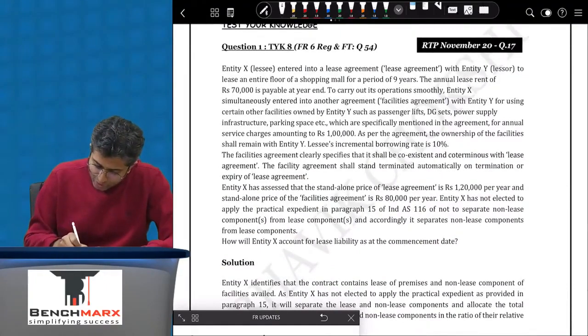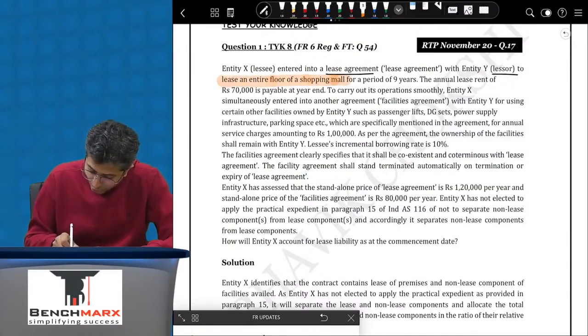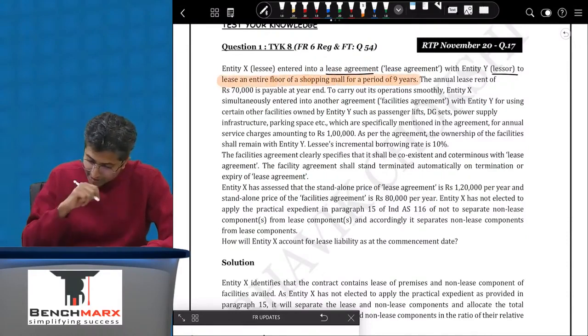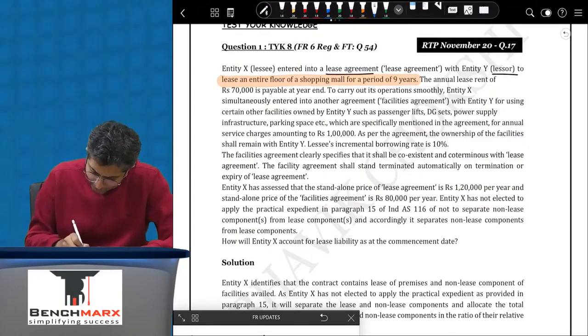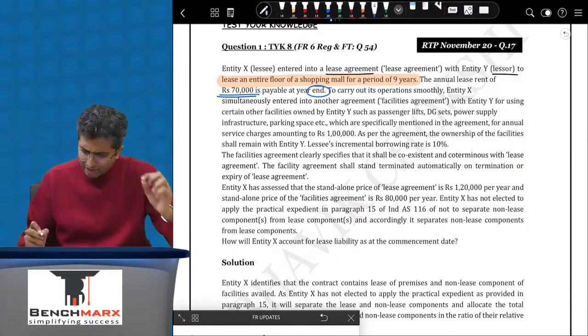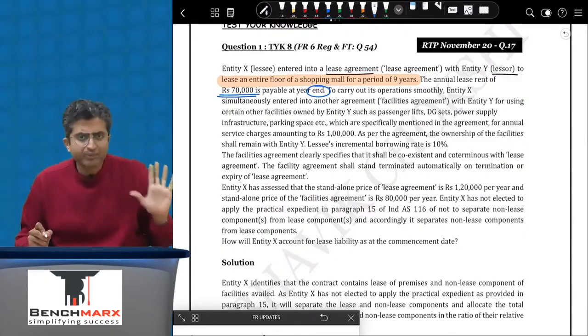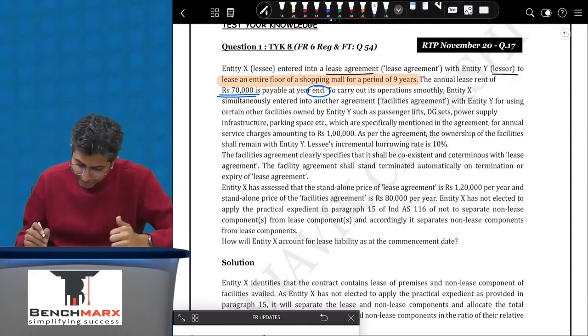Okay, entity X, who is the lessee, entered into a lease agreement with entity Y, who is the lessor, to lease an entire floor of a shopping mall. So there is an identified asset, that is a floor of a shopping mall, for a period of 9 years. That is the lease term. The annual lease rent of rupees 70,000 is payable at the year end. At the end of each year, 70,000 is paid for the floor. This is as per the agreement.